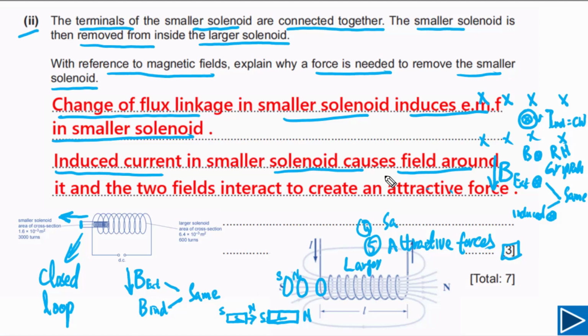And induced current will cause magnetic field around smaller solenoid, and these two fields will interact with each other, because one N and S will attract each other and there will be attractive force. And that's all what you need to write down for this one. This is a typical type of question. You need to understand this concept.